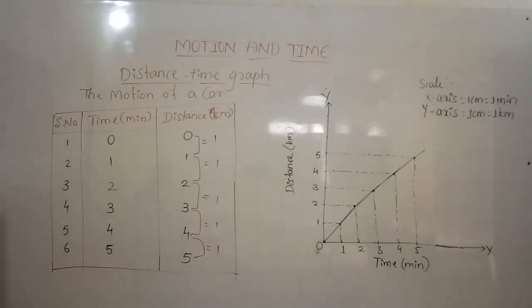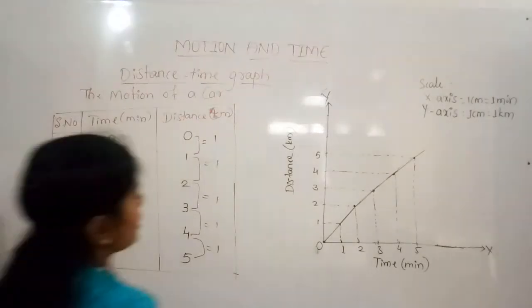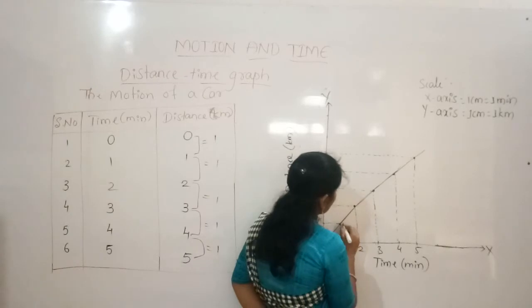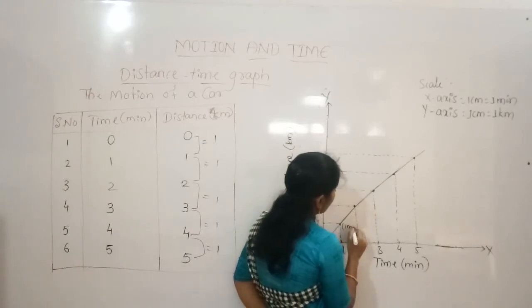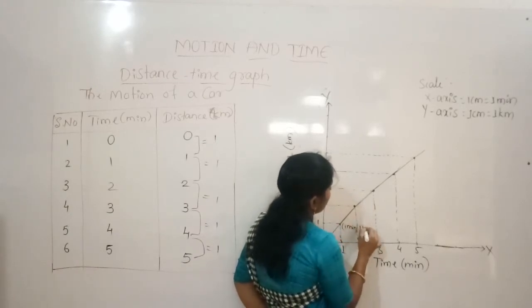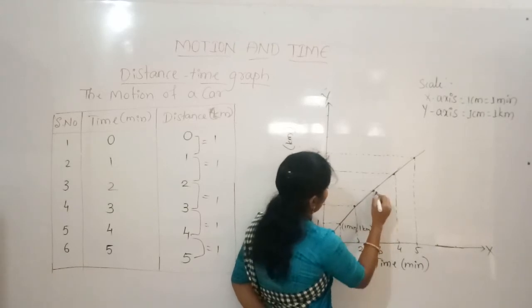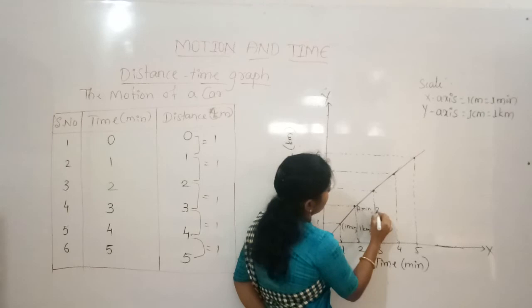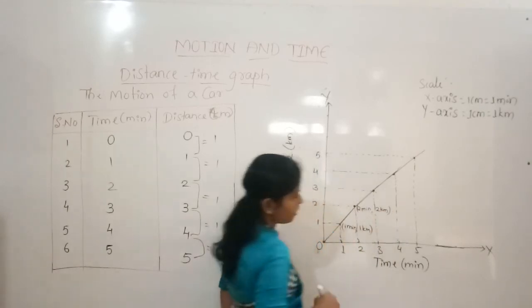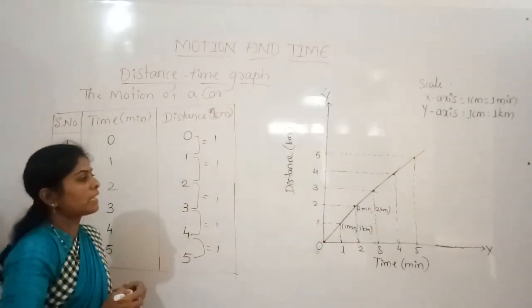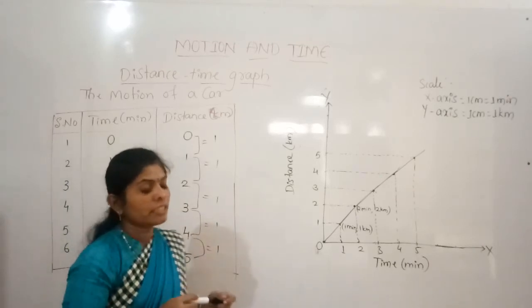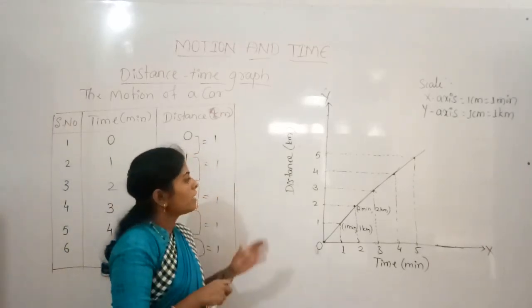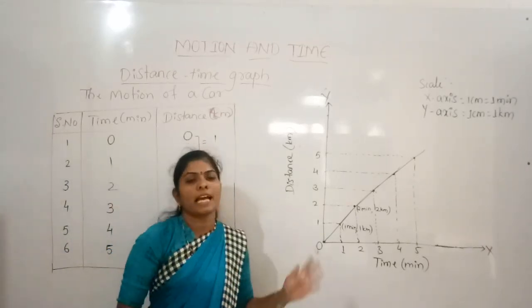And then you can also mention here, so here in 1 minute it has covered 1 kilometer. In the second minute it has covered 2 kilometers, right? So likewise you can write for all, and in the same way we can plot the distance time graph.